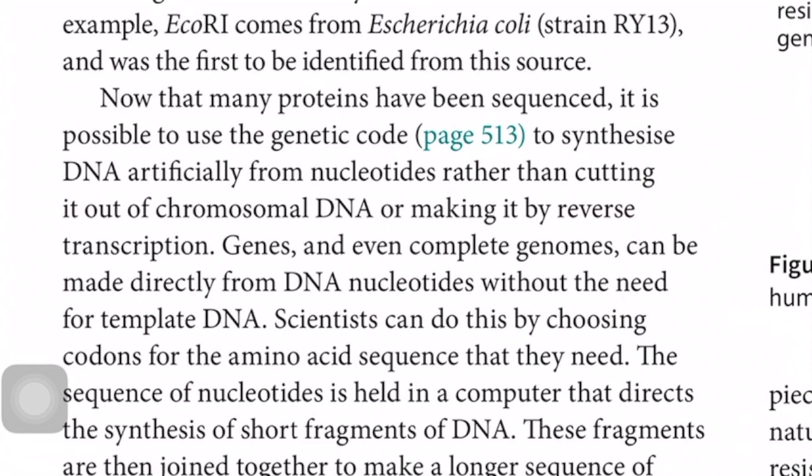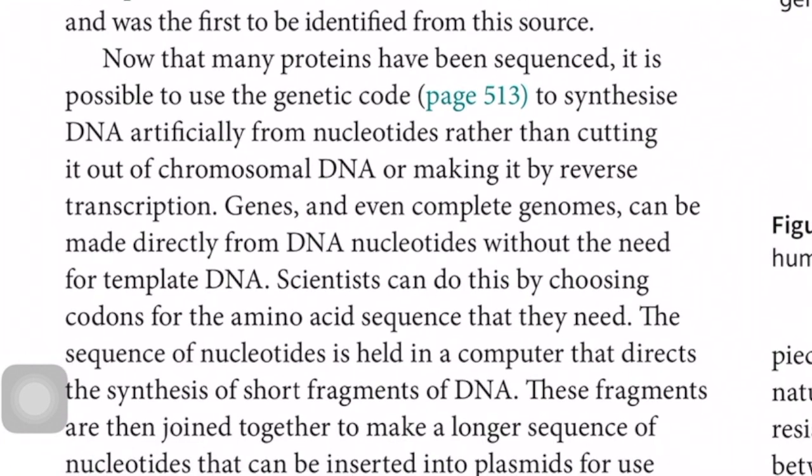Genes and even complete genomes can be made directly from DNA nucleotides without the need for template DNA. Because before, the sequence of the DNA which you needed had to be cut by restriction enzymes, and then separated by gel electrophoresis, and then identified by gene probes, and then cloned by PCR, polymerase chain reaction machine, and then we would get the gene or the sequence of DNA we want. But now we can simply make it using the technology.